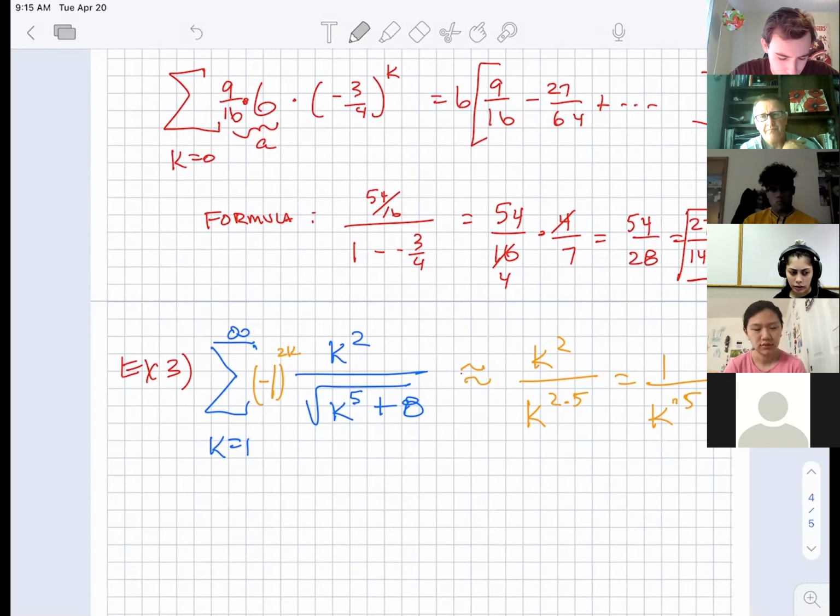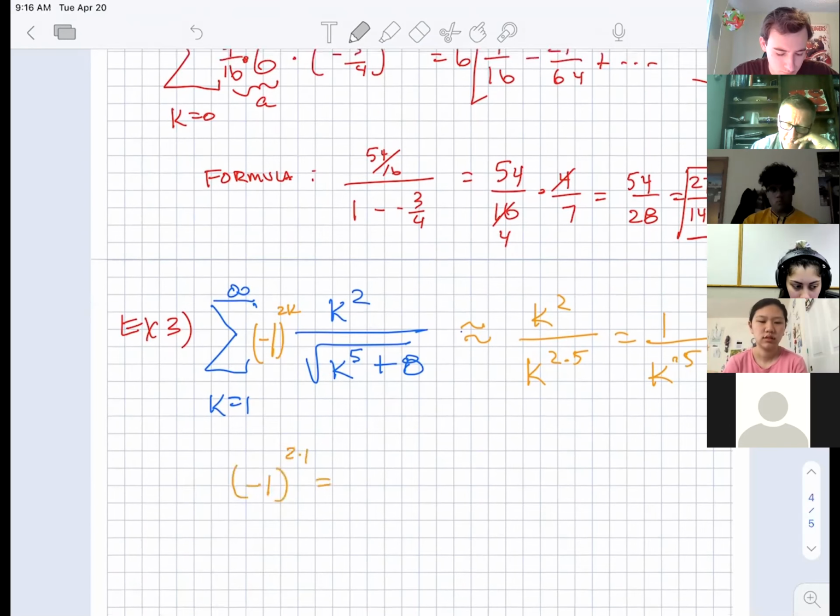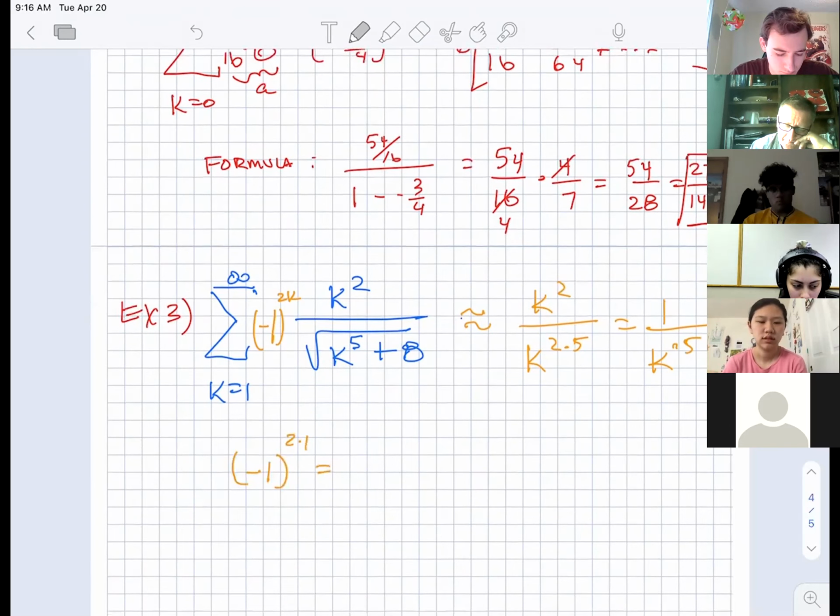So it would converge faster. Yeah, think about what that is. What happens if you put k as 1 in there? What's -1 to the 2 times 1 power? They're gonna all be positive, right? Yeah. Because that's -1 squared. That's +1. What if you put k is 2 in there?